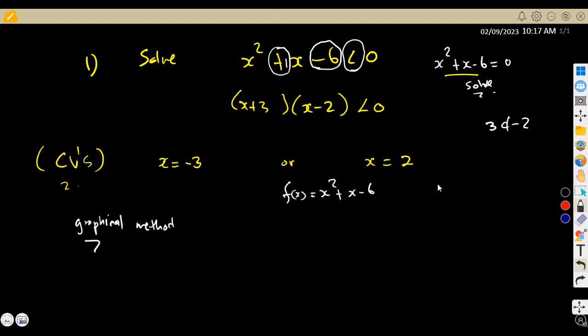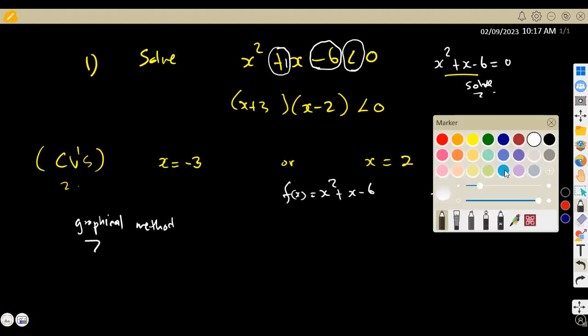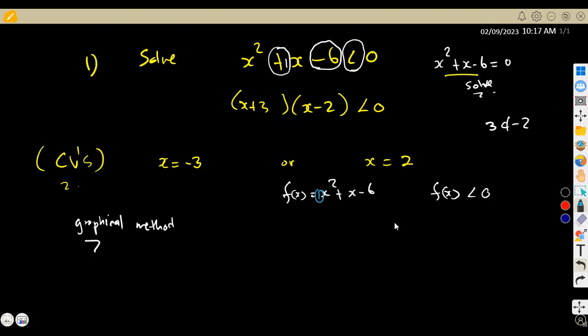But we are given that this f of x, x squared plus x minus 6, is less than what? It's less than 0. So know that your sketch is a quadratic graph. From our equation f of x, which is ax squared plus bx plus c, if a is greater than 0, a positive, our graph is going to be a smiley shape. When positive, you're always smiling, isn't it? When a is less than 0, that's a negative, it is going to be a sad shape.